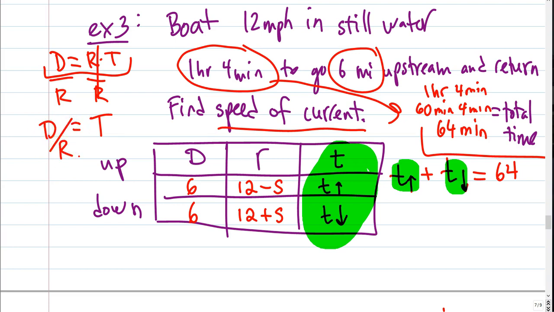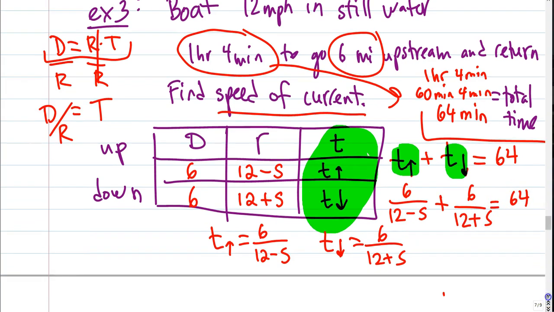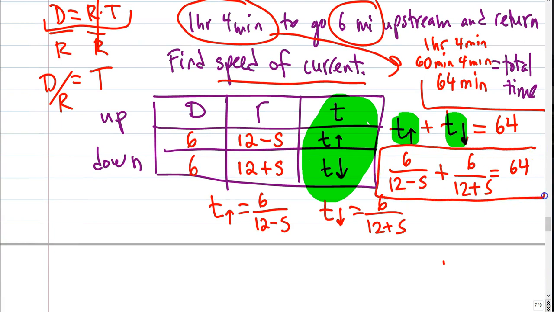So what is the time going upstream? Well, it's the distance, 6, over the rate, 12 minus s. What is the time it takes to go downstream? The distance, 6, divided by the rate, 12 plus s. So now I can take those two and add them. 6 over 12 minus s plus 6 over 12 plus s is equal to 64. And if I solve this, I can now solve for the speed of the current.